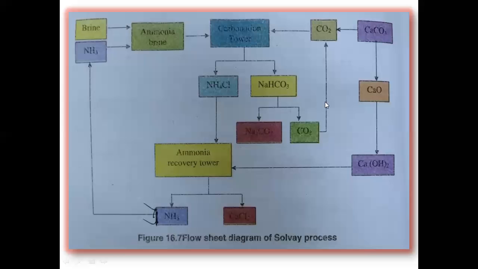So all the energies are utilized. Then the carbon dioxide which is formed is recycled and will be used again and again in this process. So the recycling of ammonia and the recycling of carbon dioxide make this process a cheap process.